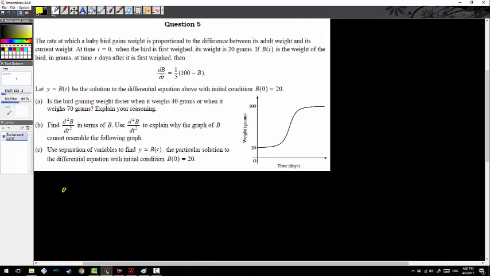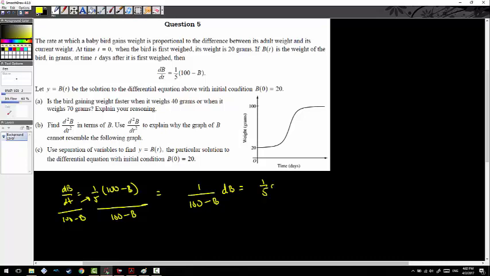So, if I know that dB over dt is equal to 1/5 times 100 minus b, the first thing I'm going to do is I'm going to separate all the terms. So I'm going to divide out the 100 minus b from both sides. And then I'm also going to move the dt over. So what I've got is 1 over 100 minus b dB is equal to 1/5 dt.